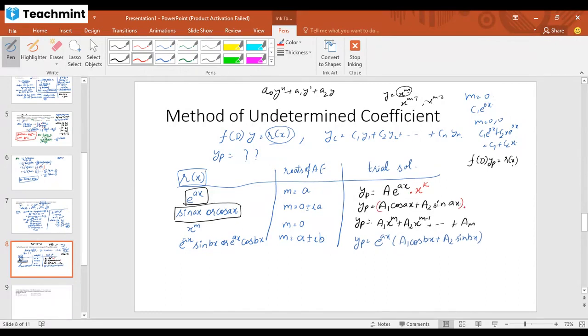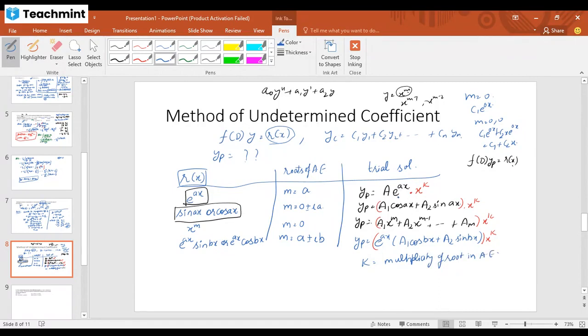because the same kind of function may appear in the complementary part, because it may be possible that we'll get this kind of root of the auxiliary equation. So in that case, we need to multiply it with x power k. And what is k here? K represents the multiplicity of the root in the auxiliary equation.